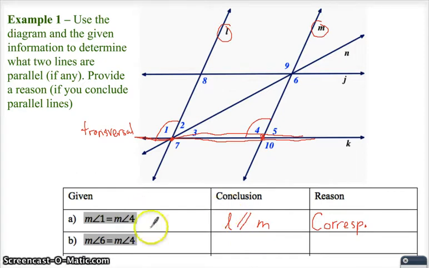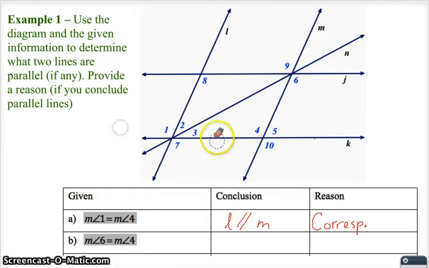Okay, so now when you go to part B, you're supposed to forget all this stuff. I could have a bigger eraser, it would help. All right, so for part B down there, totally different situation. This is not a step-by-step kind of proof. These are different problems. If 6 is congruent to 4, so let's mark those.